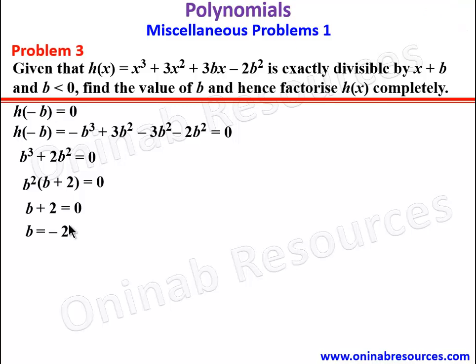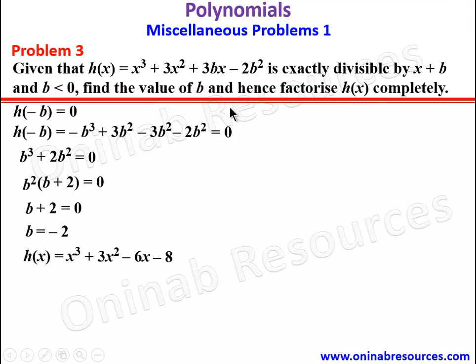We have gotten b. We now substitute b into the original polynomial. So we have h of x will be equal to x cubed plus 3x squared minus 6x. Since b is negative 2, times 3 gives negative 6, then x. That's how we got minus 6x. And here, minus 2b squared. Negative 2 squared is 4, times negative 2 gives negative 8. So this is the original polynomial h of x.